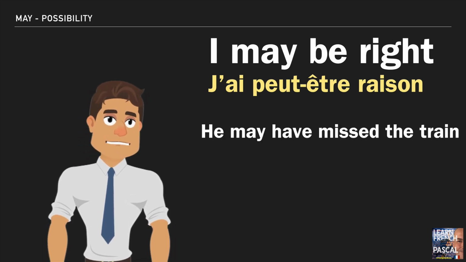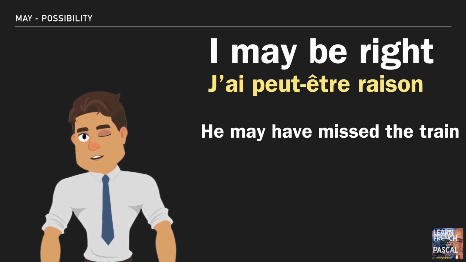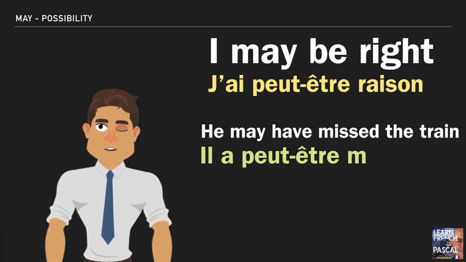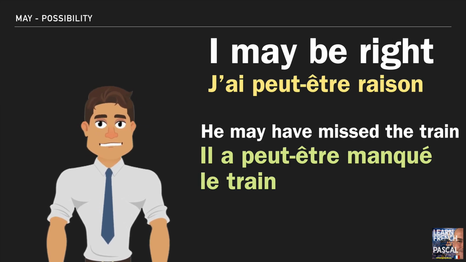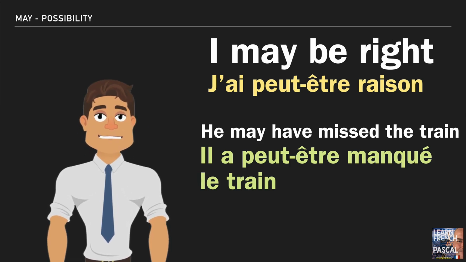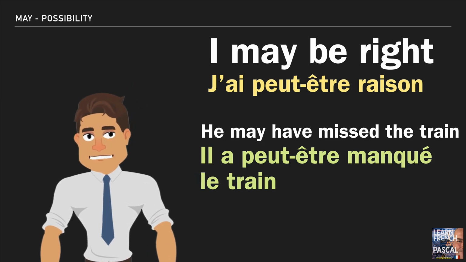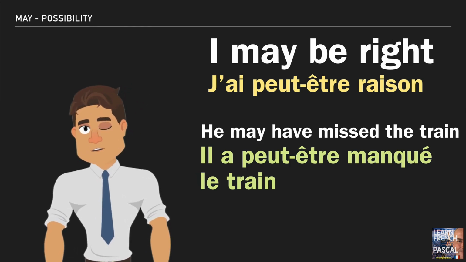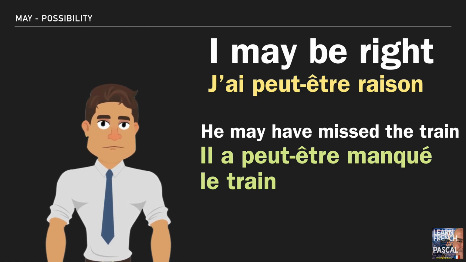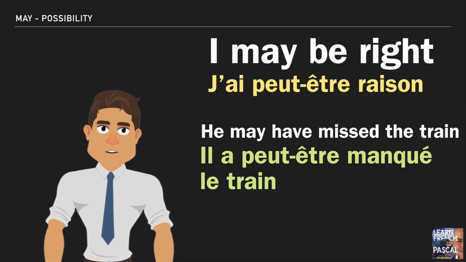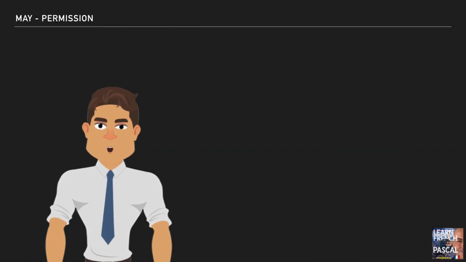He may have missed the train. That's a past sentence. Well, the same thing, the structure does not exist in French, so il a peut-être manqué le train. And here, a manqué is the past tense, le passé composé of the verb to miss, manquer, and we use maybe or perhaps, il a peut-être manqué le train. When it is a question of possibility, let's speak about now permission.